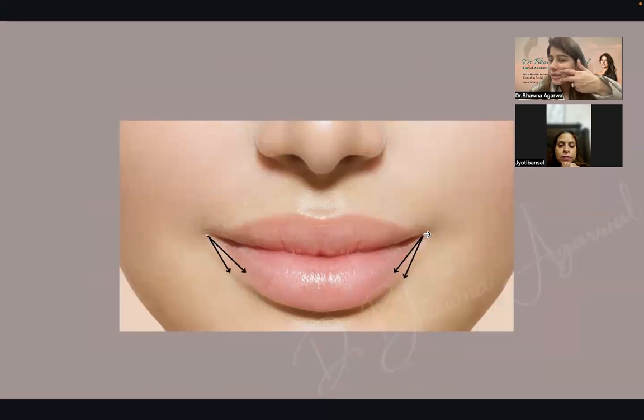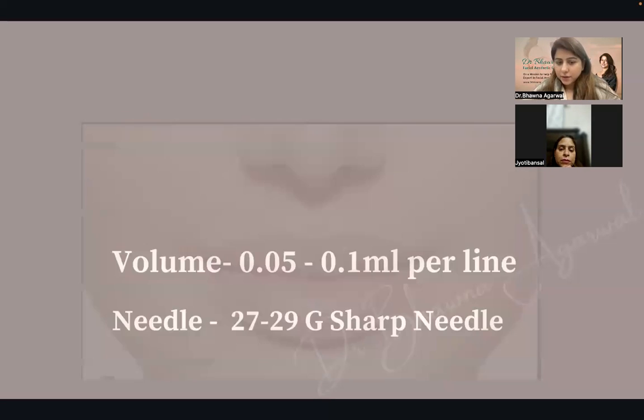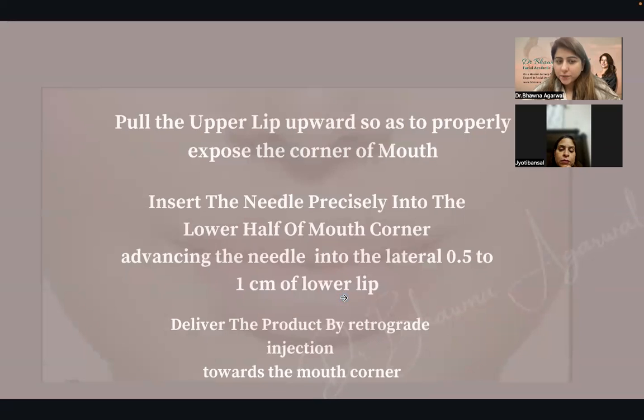So this is your entry point over here. You open it like this, and then make an entry point at the corner and then go down in the lower lip, lateral 0.5 to 1 centimeter of the lower lip. Inject with linear threading, 0.05 to 0.1 ml. This is the first technique, for minimal, very little downturning of the angle of the mouth. The volume per linear thread is 0.05 to 0.1, with a 27 to 29 gauge needle.